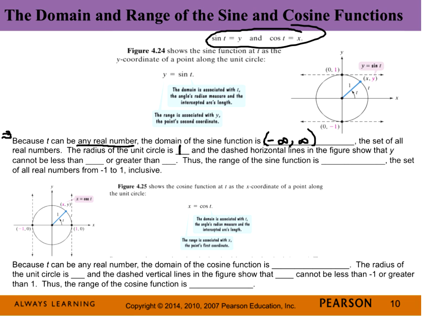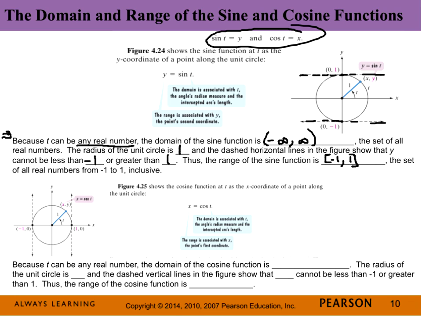The radius of the unit circle is 1, and the dashed horizontal lines in the figure show that y, your vertical position, cannot be less than -1 or greater than 1. In other words, it's never going to go past these boundaries. I know that seems ridiculous to state since you're looking at it in the form of the unit circle. But once we see how this function plays out through the domain in the xy plane, it'll be apparent why we need to define the domain and range here. Thus, the range of the sine function is -1 to 1.